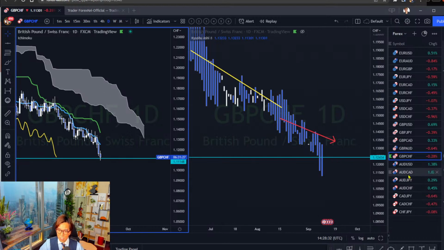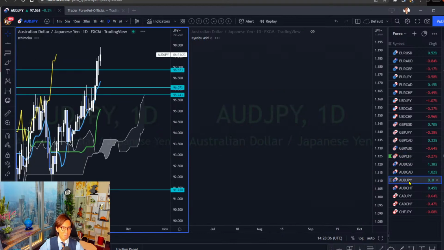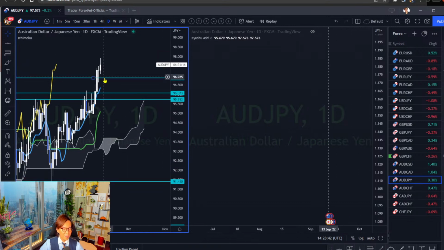And another market I wanted to mention is also the AUD JPY, because AUD JPY has been bullish on the daily time frame. It broke the resistance level, and Kumo is up, Kijun Sen is up, Tenkan Sen is also up, and Chikou span is above the candles. Yesterday there was a doji forming, but today the doji is breaking bullish. So it shows a strong bullish trend, and I think this will continue bullish.